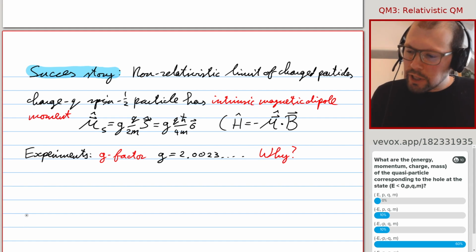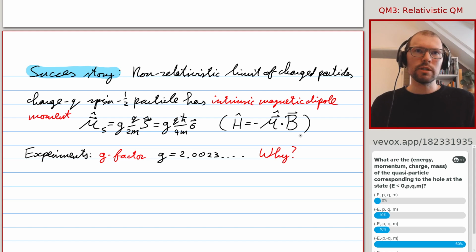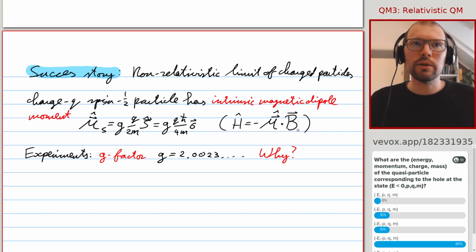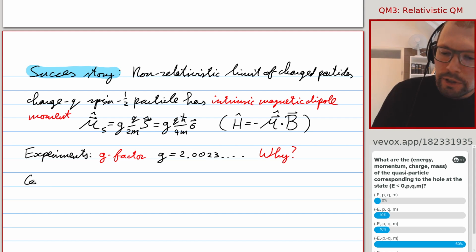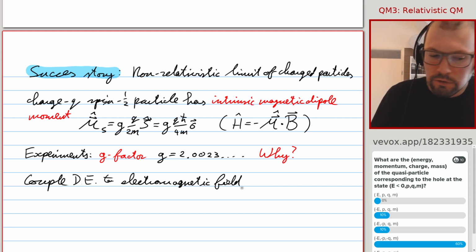So in order to do this, we'll have to couple the Dirac equation to the electromagnetic field. And then once we've done this, we'll take a non-relativistic limit and see whether we can identify a term like this in the equation, in the Schrödinger equation that you get in this limit. So we're going to couple the Dirac equation to the electromagnetic field.